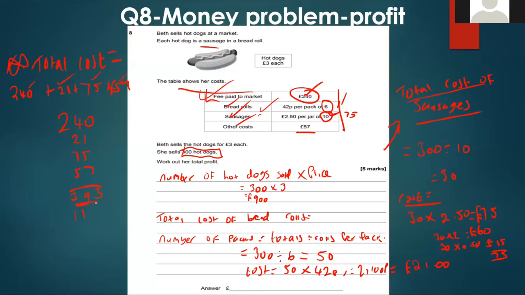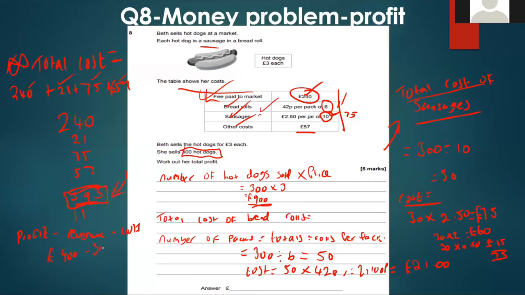So don't go and write 393 as your final answer. 393 is how much it all costs. So profit is basically how much she's charged, the revenue, take away the costs that she's had to pay. Well, the revenue is actually £900 because that's how much she earned by selling those hot dogs. She sold 300 hot dogs. She got £3 for each. So her revenue was 900. But she had to pay in total £393.